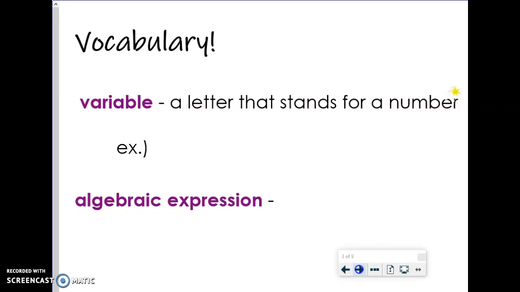So if you turn your page on the thing that I gave you, you can fill it in right there. So a variable is a letter that stands for a number. Can anyone give me an example of a variable? Haley, can you give me an example of a variable?